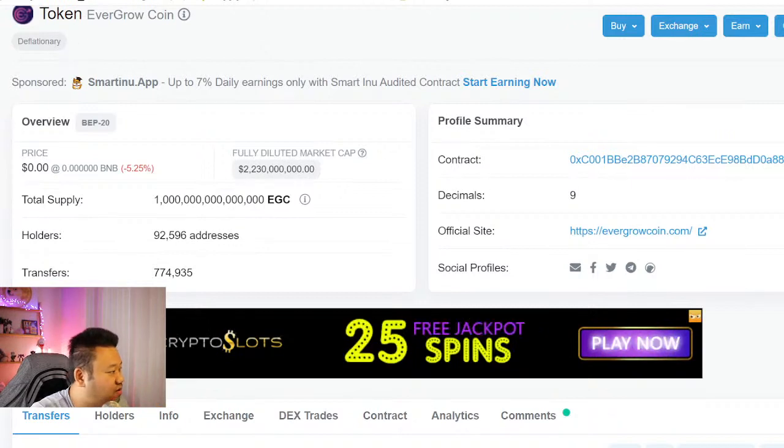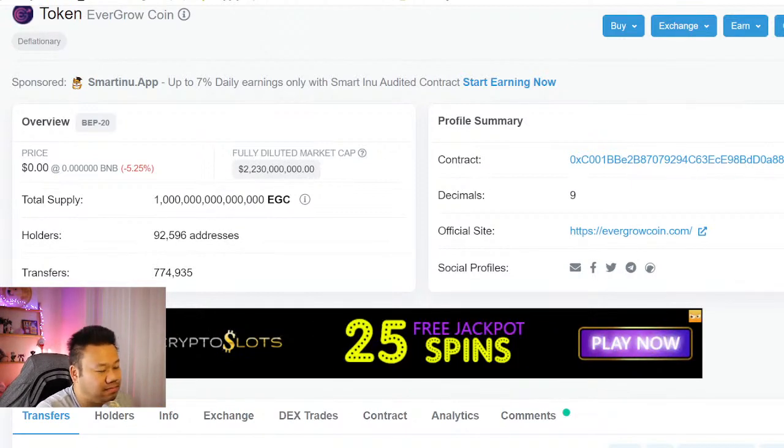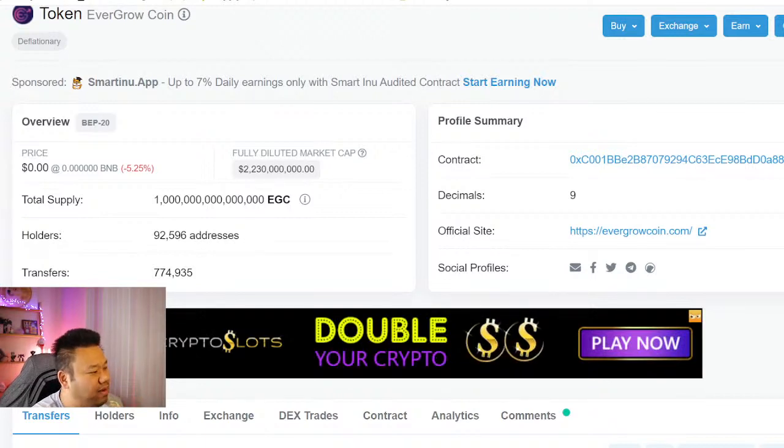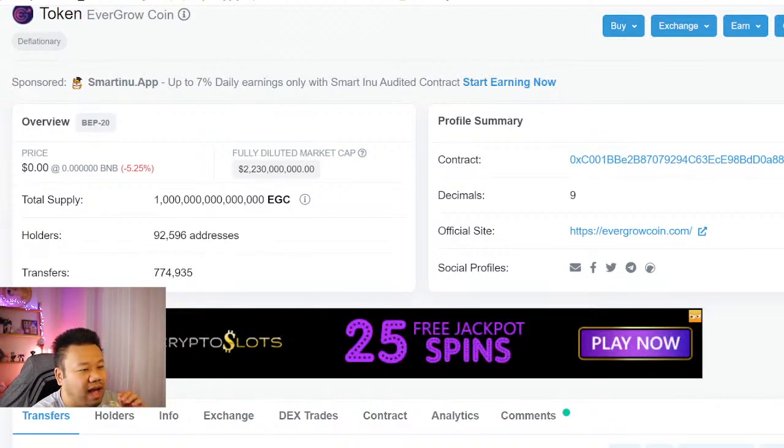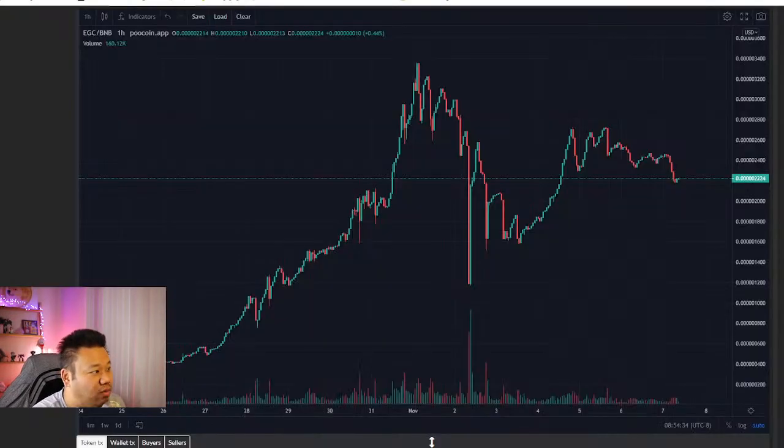92,596 hodlers, folks. This is literally a game changer. I got in about 10 days ago now, and the amount of hodlers has almost doubled. This is a crazy coin, folks. I can imagine 5 weeks from now, this price here is going to look like chump change. That's kind of why I jumped in.